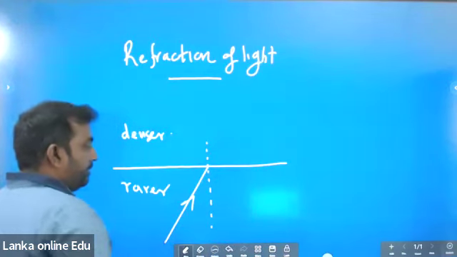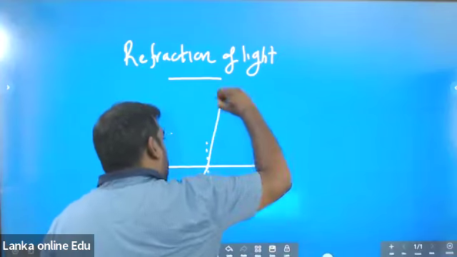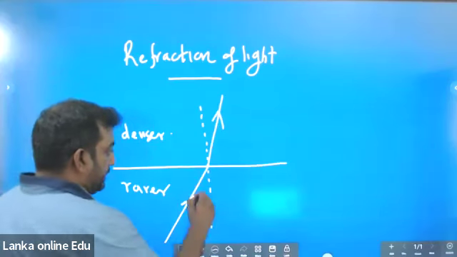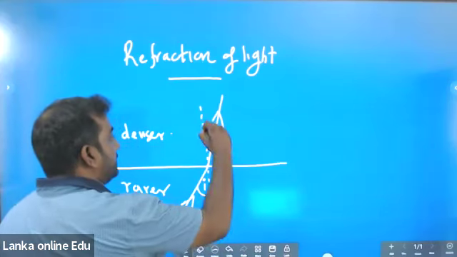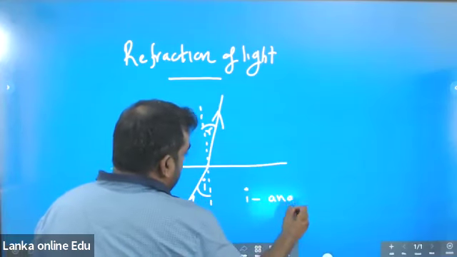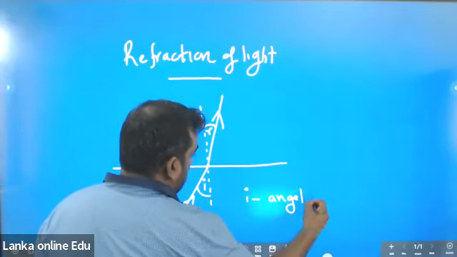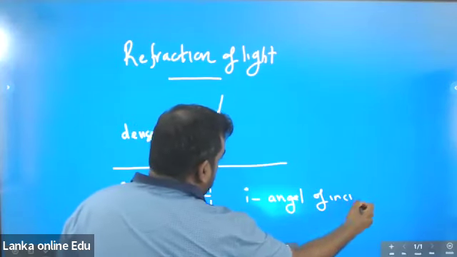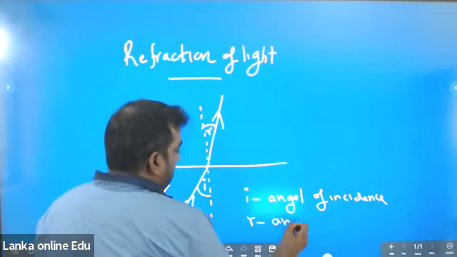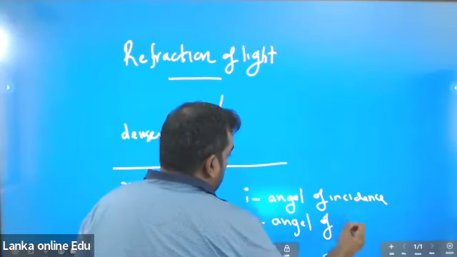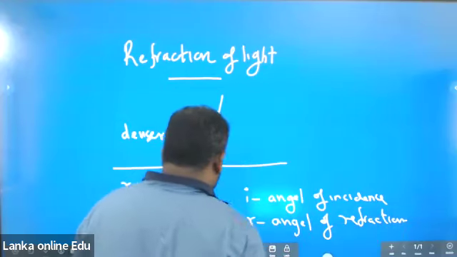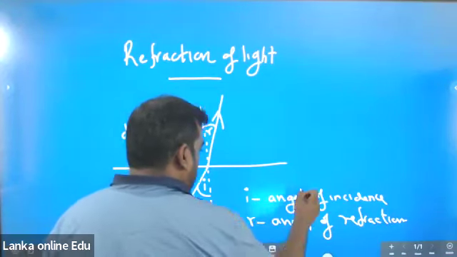That's the normal. From rarer to denser, the ray bends towards the normal. This is called the angle of incidence. This is called the angle of refraction. I is the angle of incidence. R is the angle of refraction.